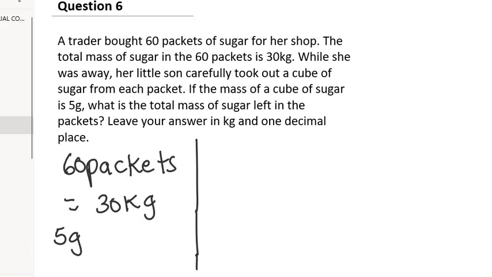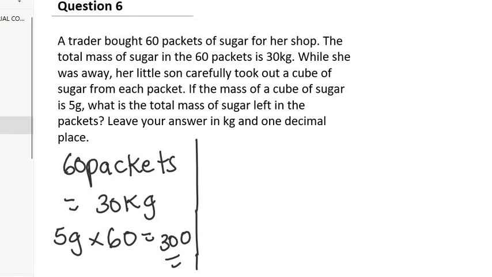To get the total mass of sugar left in the packet, we need to get the total mass of sugar the boy has removed from the packet first. Since he removed a cube of sugar from each packet, and we have 60 packets, he removed 60 cubes, which amounts to 5 grams, the mass of 1 cube, times 60. 5 times 0 is 0, 5 times 6 is 30. So the mass of the cubes he removed is 300 grams.